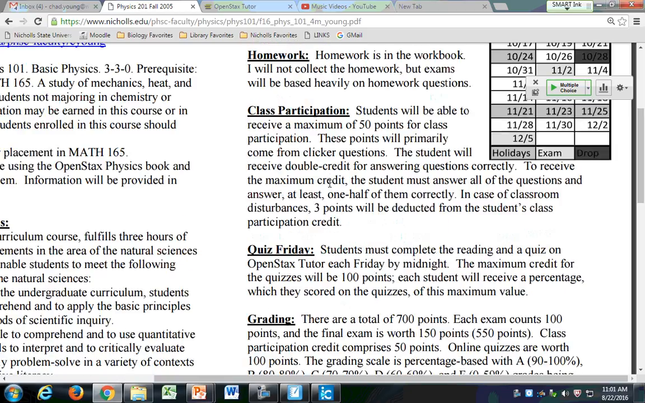Class participation. I don't take roll, though I will in the next couple weeks just to help figure out who's in the class and who's not. But we will use clickers, and that participation is worth 50 points. That's 50 out of 700. I think it's about 7% of your total grade. It is 7% of your total grade.